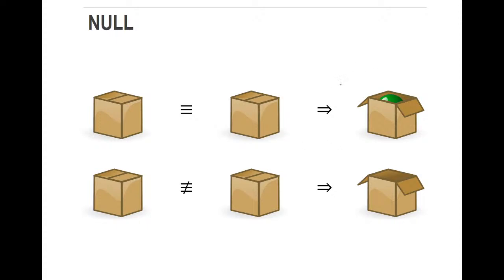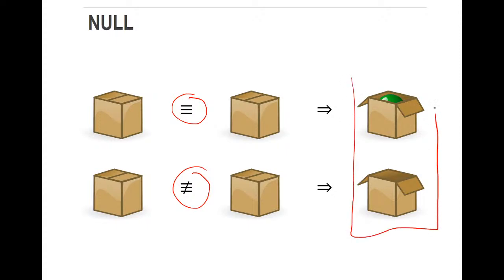So we want an operation that is able to produce a known value for null, and this operation is what we call is not distinct, and this one is distinct.